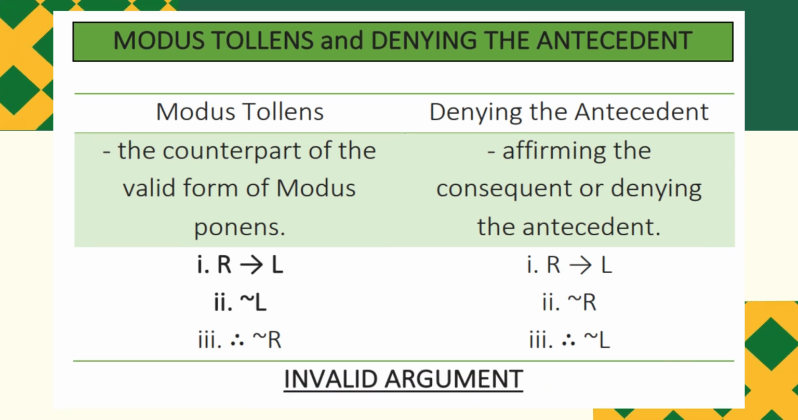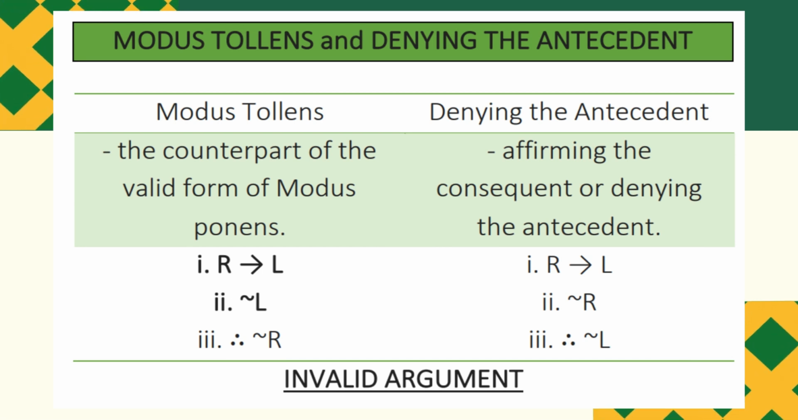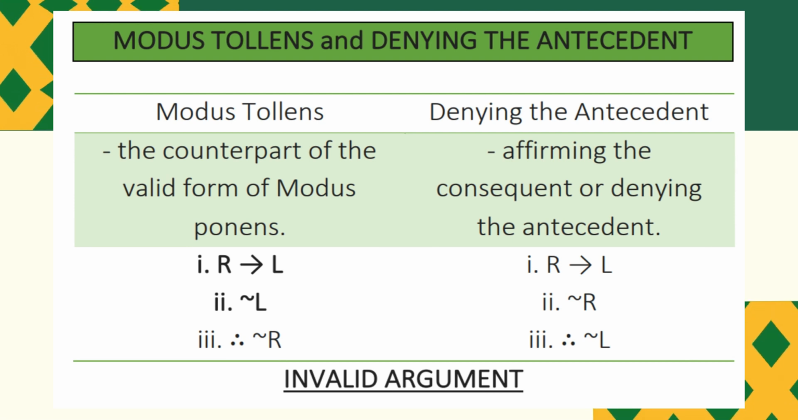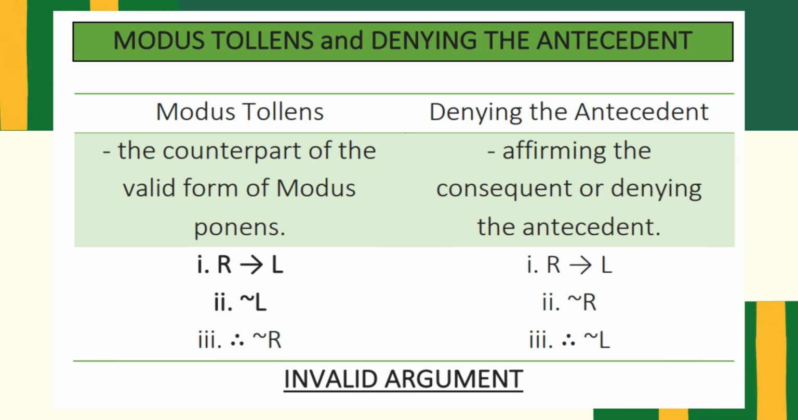Modus tollens and denying the antecedent. Modus tollens is the counterpart of the valid form of modus ponens, while denying the antecedent is the counterpart of affirming the consequent. For modus tollens, we have premise 1, if R, then L. Premise 2, not L. Premise 3, therefore not R. For denying the antecedent, we have premise 1, if R, then L. Premise 2, not R. Premise 3, therefore not L. Denying the antecedent is an invalid argument.